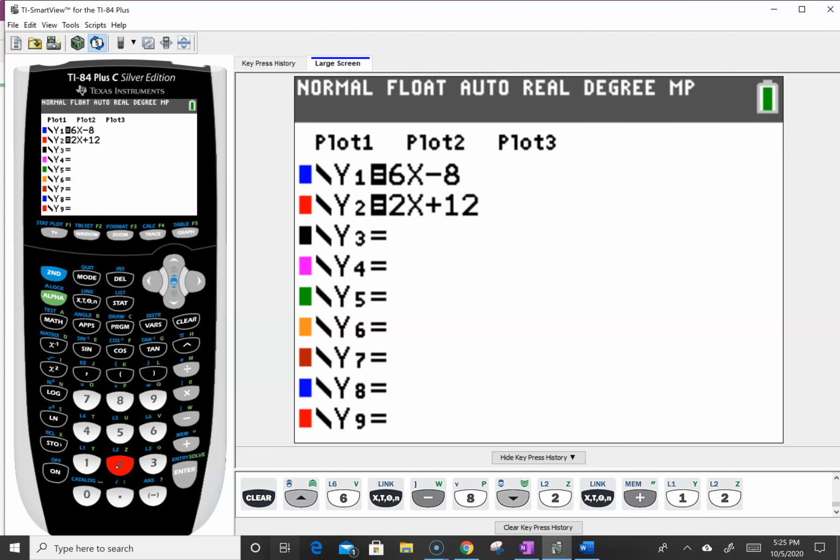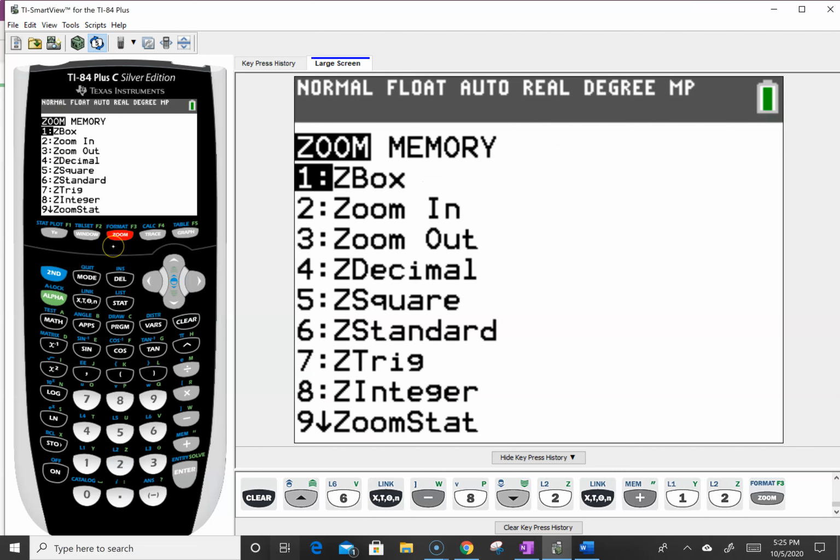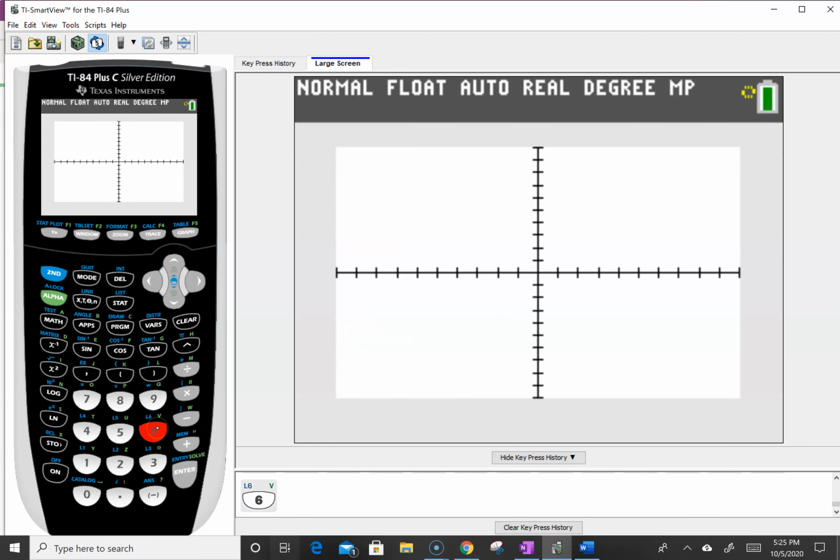So what I'm going to do is I always want to start at a standard 10 by 10 window. So to get that, I'm going to hit the zoom button, and then I want a standard window, which is option 6. So I'm going to hit the 6 button. And now on my graph is a 10 by 10 window. So there's my first graph in blue, and here's my second graph. Okay, well, I can see they're going to meet up, but they don't meet up on my graph in the picture. So I'm going to need to adjust the window to figure out where they meet up.